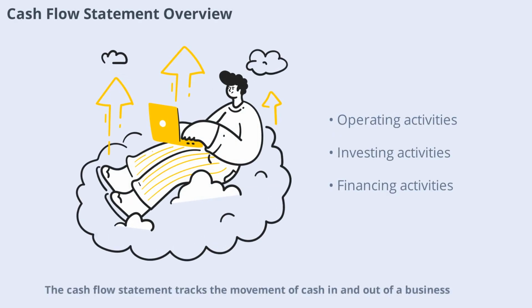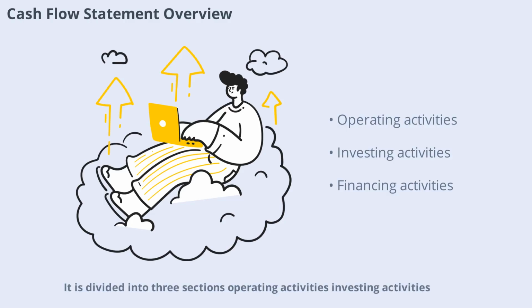The cash flow statement tracks the movement of cash in and out of a business. It is divided into three sections: operating activities, investing activities, and financing activities. Operating activities include cash generated from core business operations. Investing activities cover cash spent on or received from investments, like equipment or securities. Financing activities reflect cash flows from borrowing, repaying debt, or issuing shares. This statement is vital for assessing a company's liquidity and ability to fund operations.